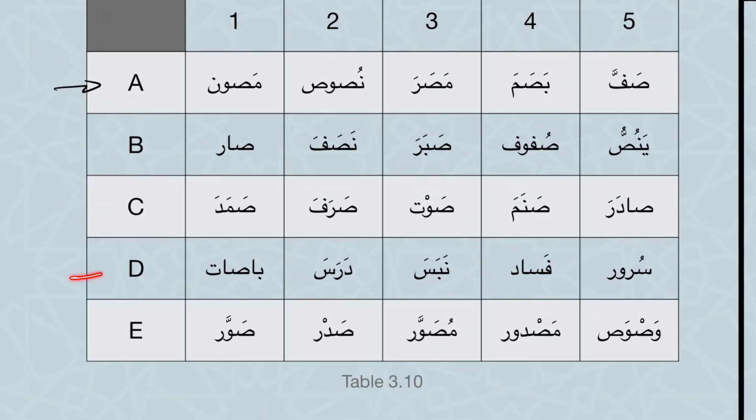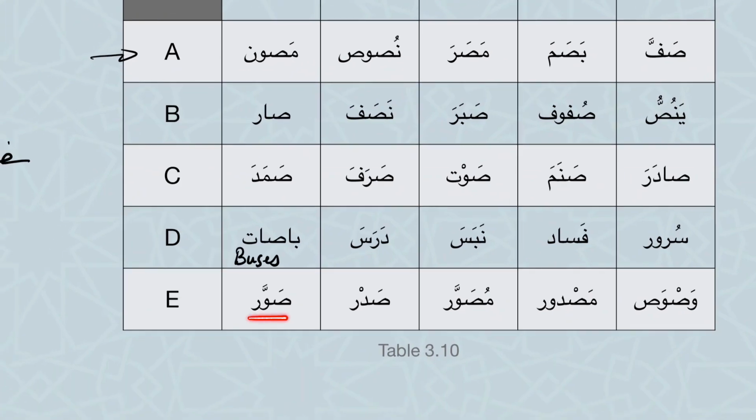So this one is tricky. Ba with a long vowel, sad with a long vowel. So Basat, which is basically buses. And Darasa, Nabasa, Fasad, Surur. And column E, or row E, sorry: Sawwara, Sadr, Sadr means chest. Musawwar.